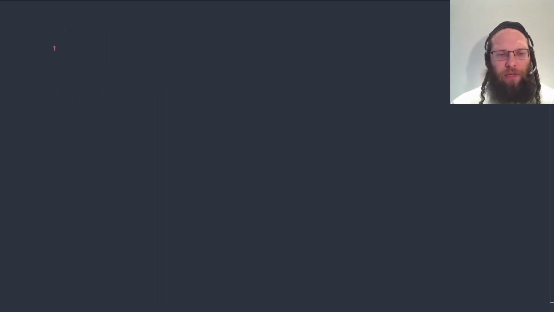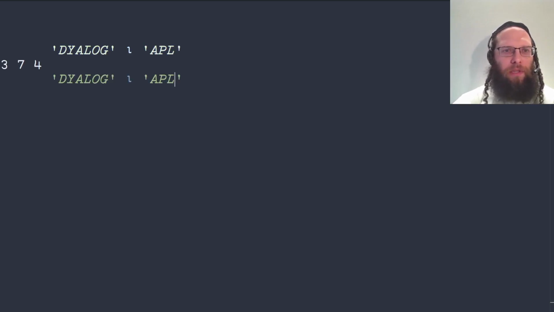Let's first look at just the normal behavior. So here we've got the dyadic iota. We have character vectors, and we can see that the A was found at position 3, that's this one, and then there are 6 letters on the left. We're looking for P, there aren't any, so we are indicating position 7, and then position 4 for the L over here.